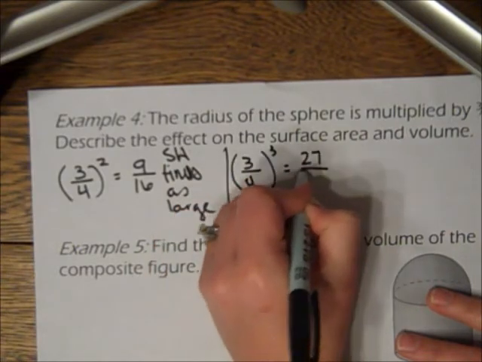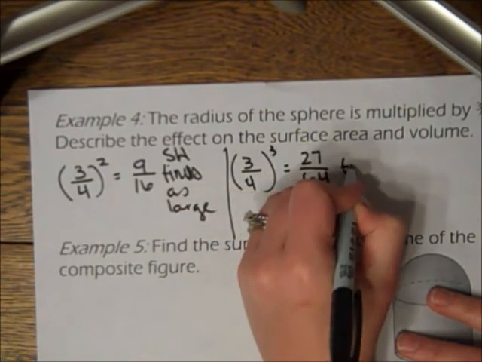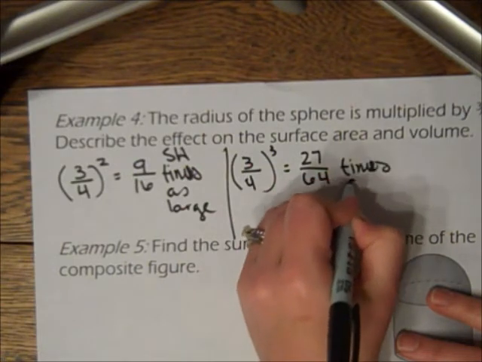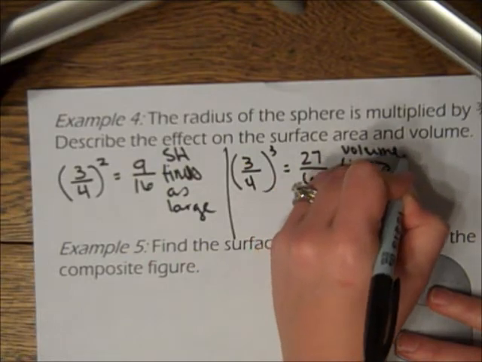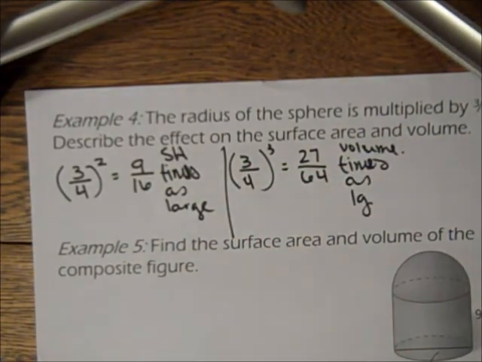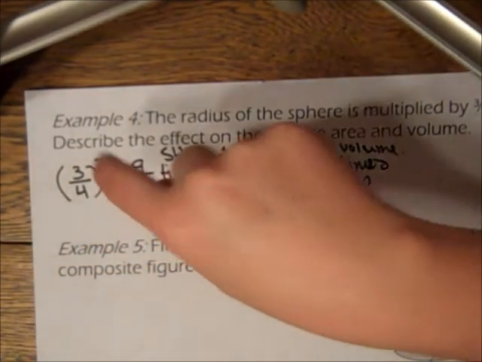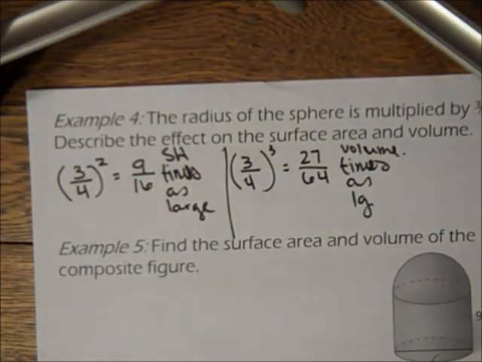And for volume, I would take that and I would cube it. So 27/64 times as large. And that would be your volume. Okay, so no changing one dimension without the other for spheres. Squared for surface area, cubed for volume.